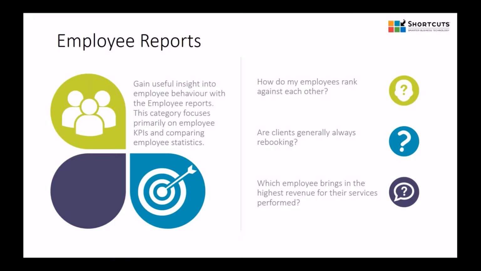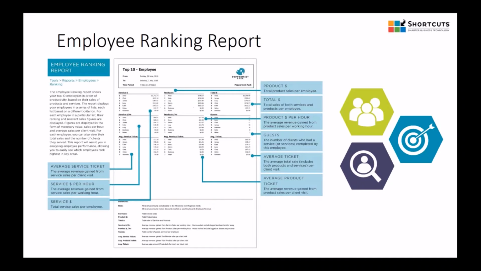Underneath that, you've got a few different types of reports. We were talking about where does everybody rank, so I will start with the employee ranking report. This report is absolutely fantastic because it shows the top 10 employees in order of productivity. Their sales are based off of products and services, and then it goes into whether they're selling series of lists, each list based on different criterion, and each employee for particular lists, their ranking and relevant sales figures.